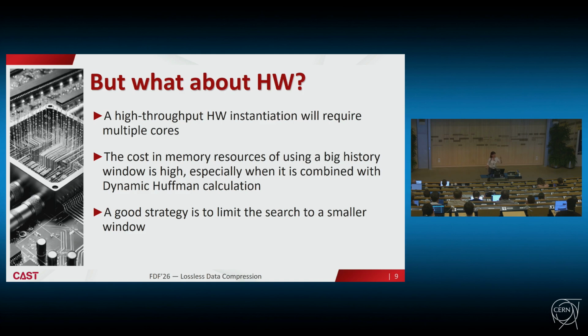And what you have at high cost is the history window, which always needs to be stored on BRAMs and URAMs. Okay. So the larger the history window, the higher the compression ratio. But the larger the window, the more memory you need to use. So you need to sacrifice compression ratio in order to save resources. So what happens when we limit the history window?